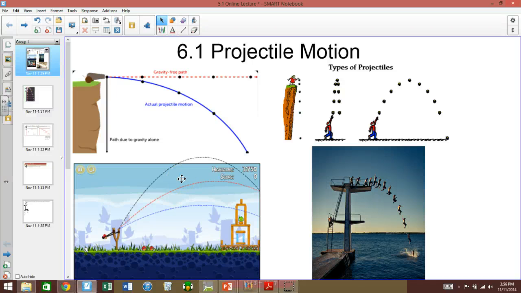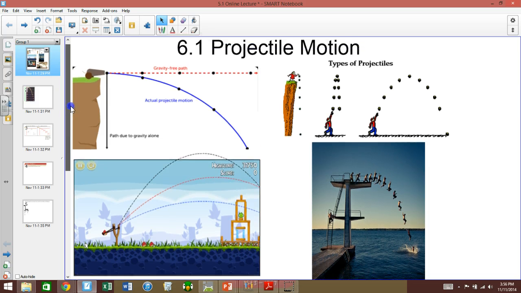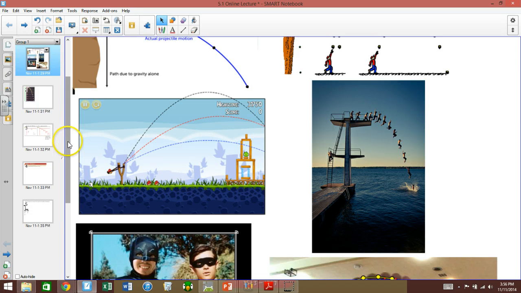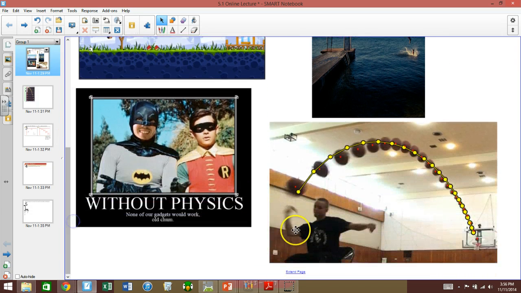Welcome everybody to 6.1, which is entitled Projectile Motion. Chapter 6 deals with two-dimensional motion. So I've got just some pictures here I pulled from the internet of projectiles. We've all played Angry Birds before, a classic projectile motion. Doing some image recognition of a projectile.